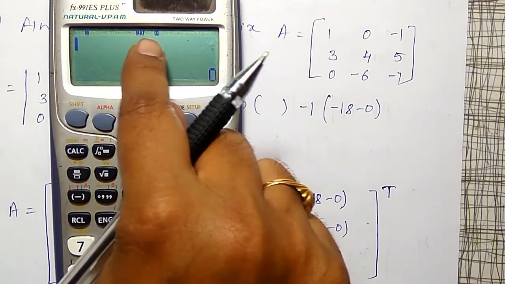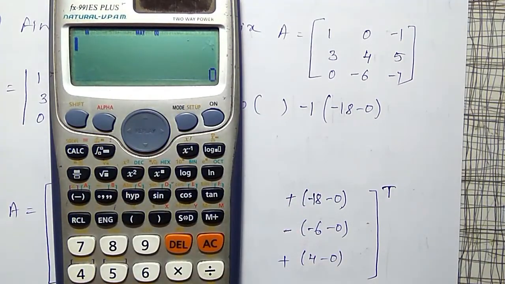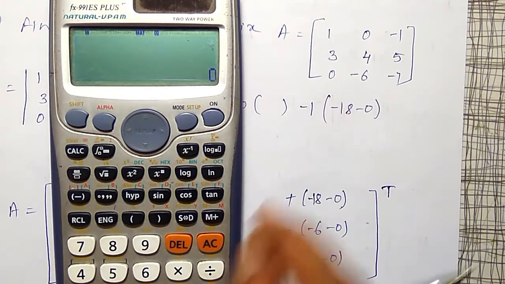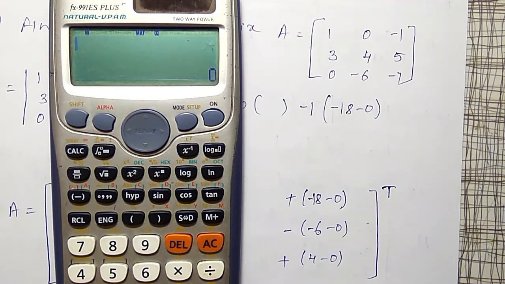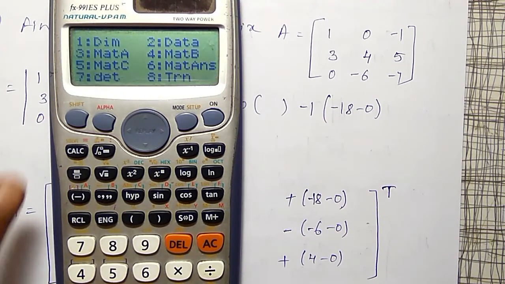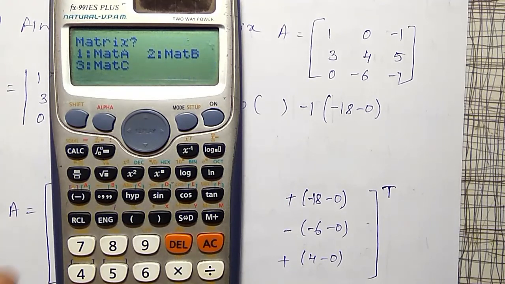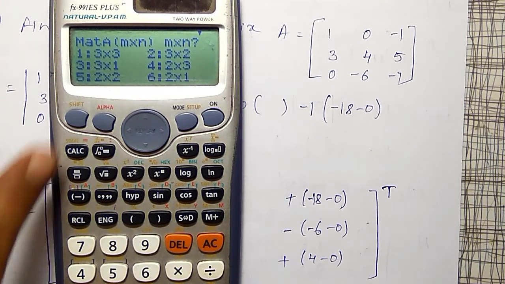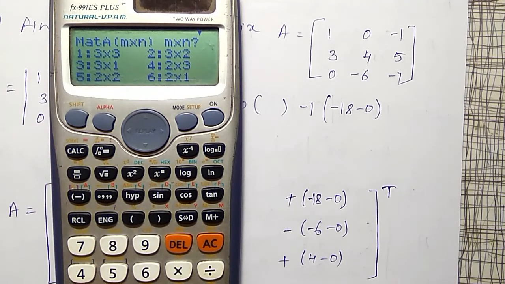On the calculator, you can see the mode is in the MAT mode. Then on the overhead button of 4, matrix is also printed there. And then I have to enter this matrix first. For that, I will do shift 4. It will ask for the dimension. Dimension of matrix A only I will select. Dimension of matrix A is 3 cross 3.